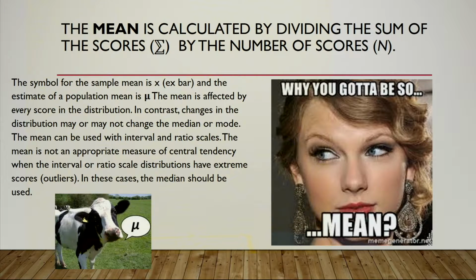The mean is not an appropriate measure of central tendency when the interval or ratio scale distributions have extreme scores or outliers. Remember the example I gave you of when Bill Gates walks into a bar. In that case, the median should be used because most of us are not on the same financial level as Bill Gates, so he would be an outlier.